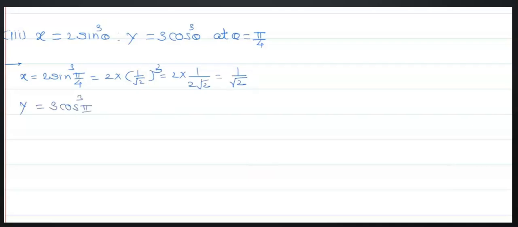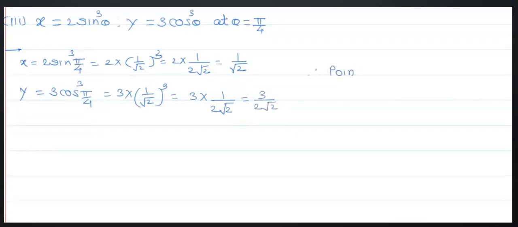That is 1 upon root 2, x is equal to, and y is equal to 3 cos cube pi by 4. Therefore, here you will get 3 upon 2 root 2. This is the point. That is, the point is (1 upon root 2, 3 upon 2 root 2).